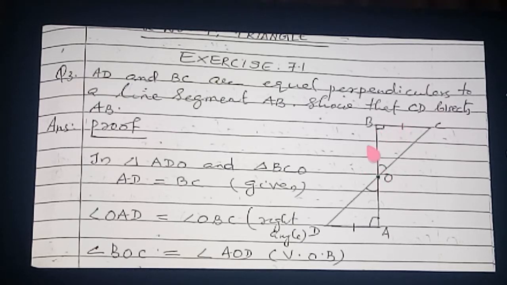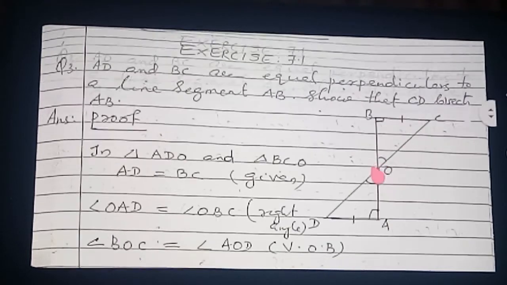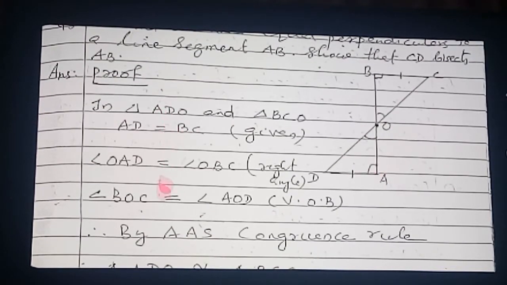AAS congruence rule. So you have to name the rule correctly also, otherwise all the marks will go. So these three points you already know. Very easily you can collect them from the diagram. This angle is equal to this angle; these two angles are vertically opposite angles. AD and BC are equal, already given in the question. So we collected everything and wrote it here.